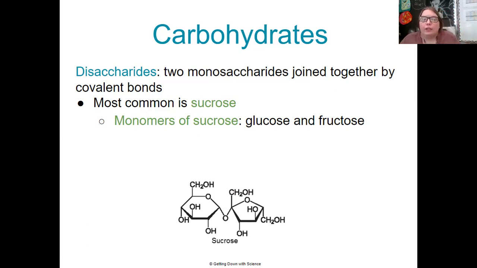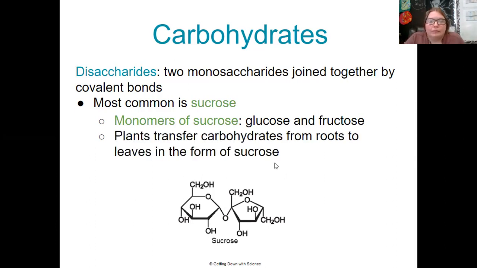So we actually commonly get sucrose from sugarcane. So we distill it or whatever from a plant. So that's where the fructose comes from. So the plants transfer carbohydrate from the roots to the leaves in the form of sucrose.